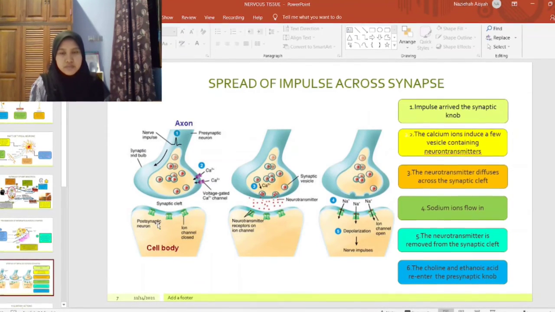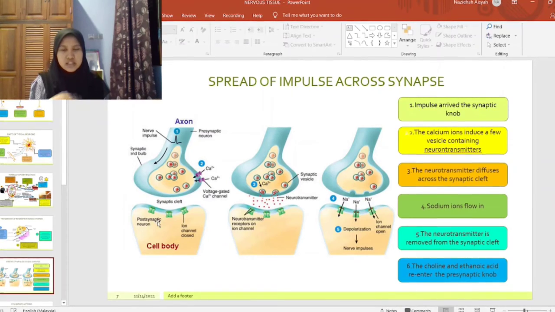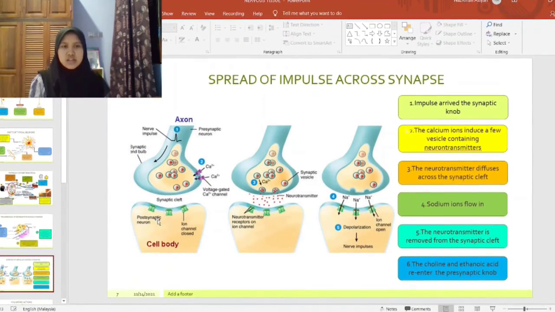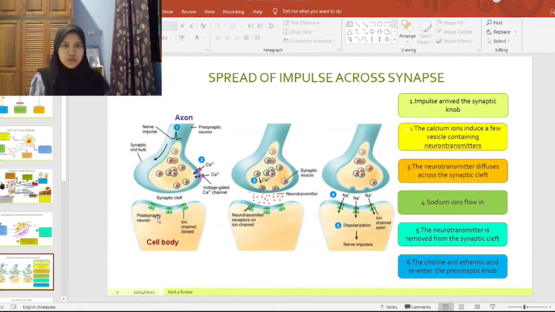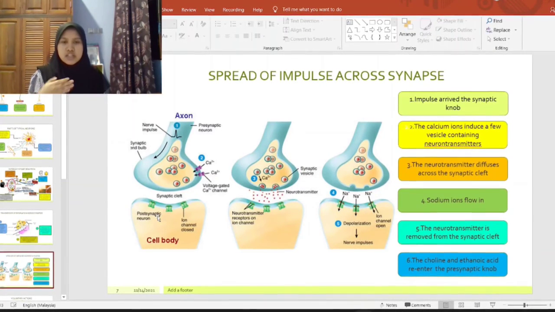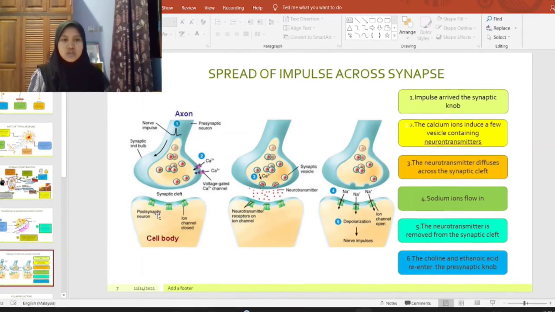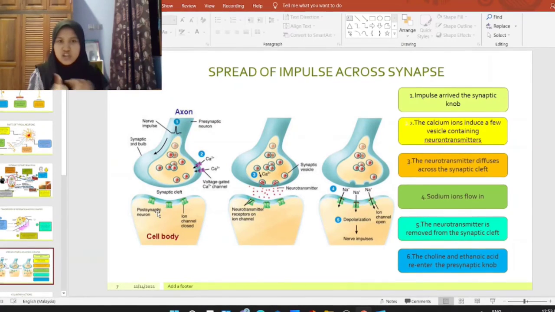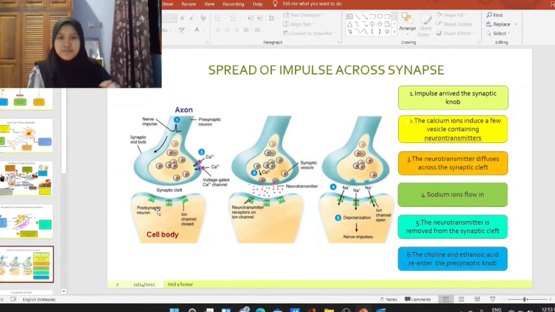Third step, the neurotransmitter is diffused across the synaptic cleft, and it binds with a receptor protein on the postsynaptic membrane. So the receptor protein controls a channel in the membrane, so it will open and allow one or more types of ions such as sodium, potassium, chloride to pass through it.